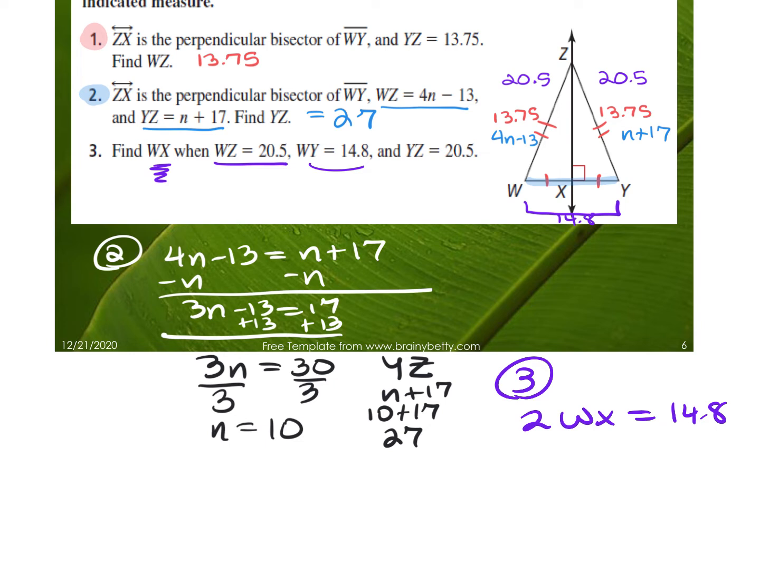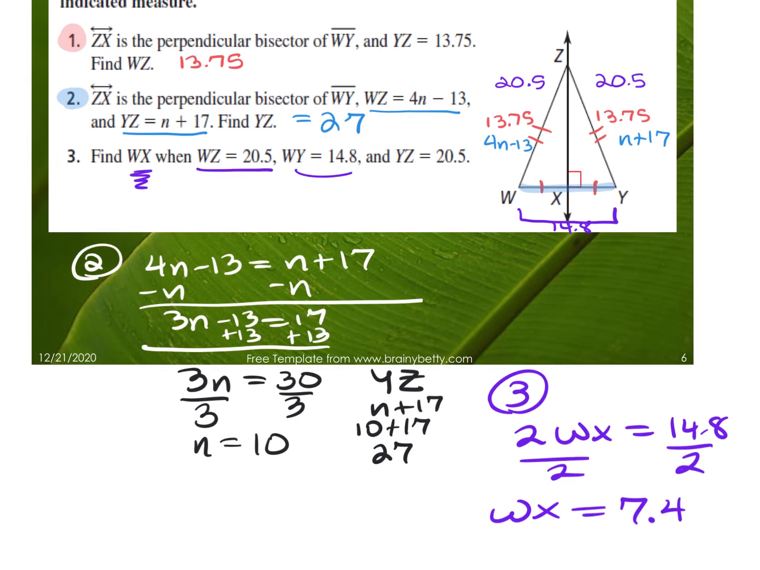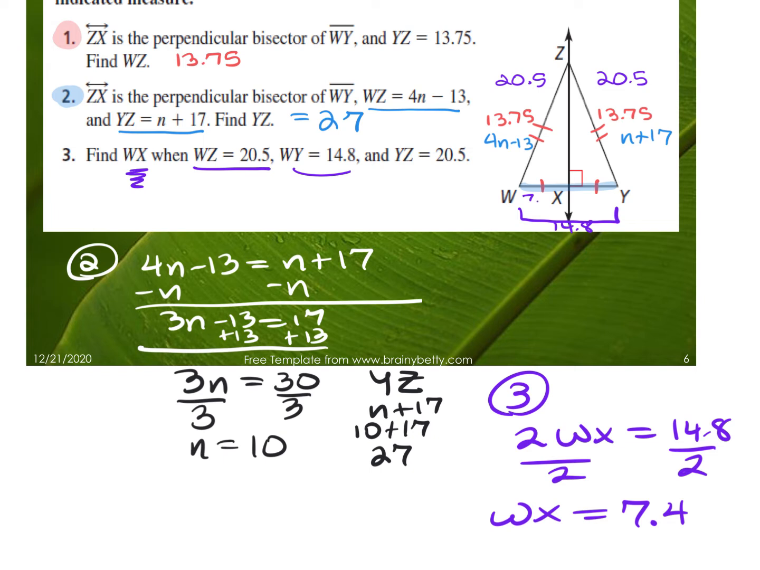And then here I can divide by 2, and WX is going to equal 7.4. Because remember, this segment here was bisected, so it makes it into 2 congruent pieces. So really all I needed to do was divide 14.8 by 2 to get the length of WX, which would also be the length of XY.